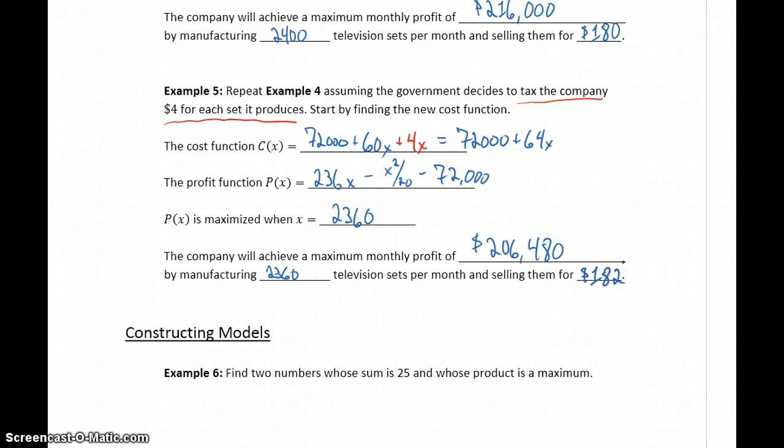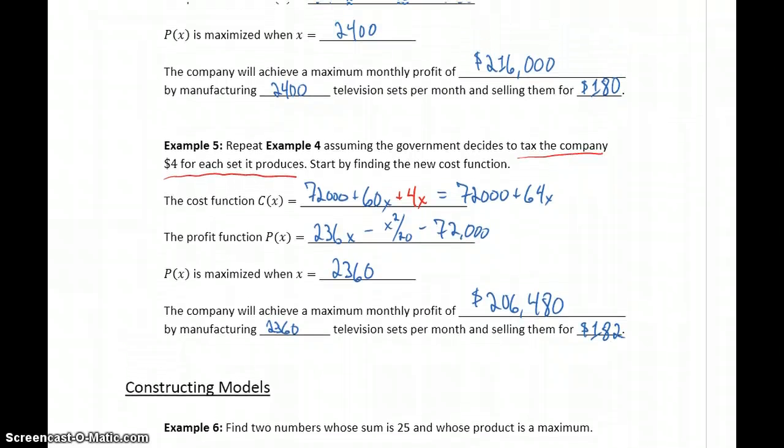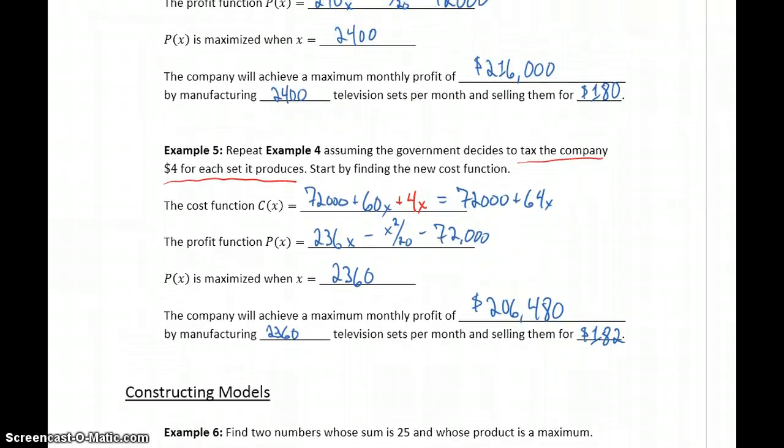So we can start seeing how as we throw additional costs into our problem, we can start causing some changes in that optimal production level, our optimal price point, and our expected maximum profits.